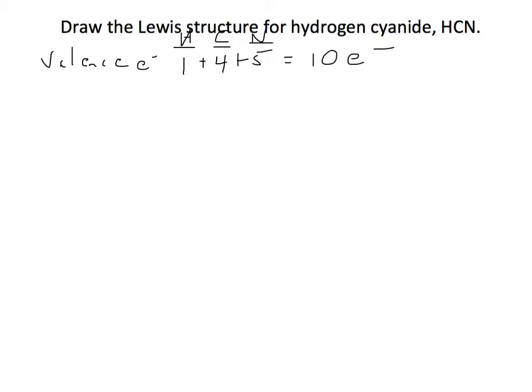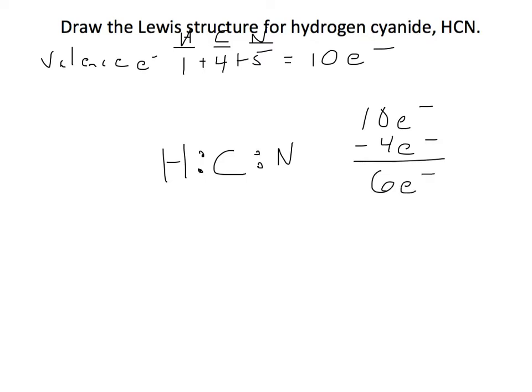The least electronegative atom is going to be carbon, so we can put that in the center. And then we know that's bound to a nitrogen using 2 electrons. We know hydrogen is bound to the carbon using 2 electrons. So we have 10 electrons total. We just used 4 to make the bonds, so we have 6 electrons left.